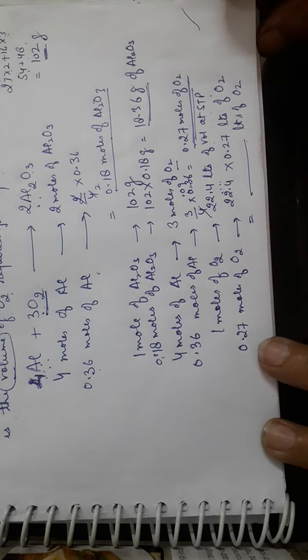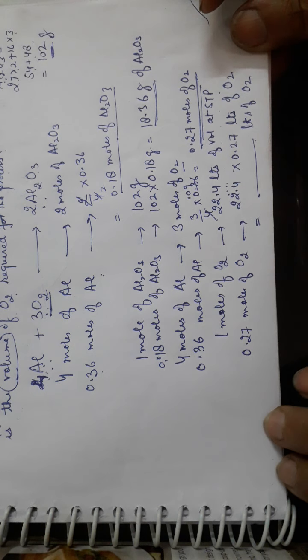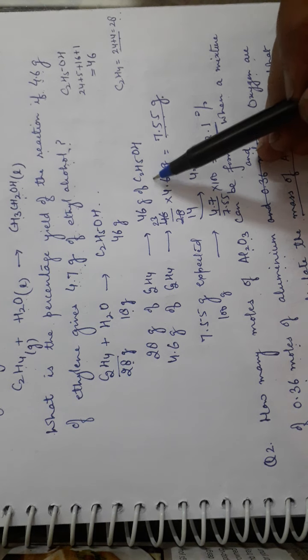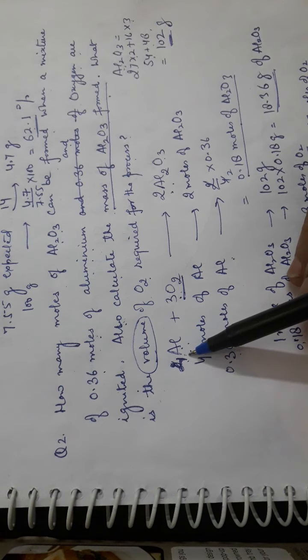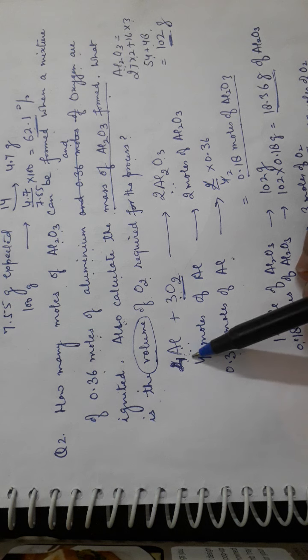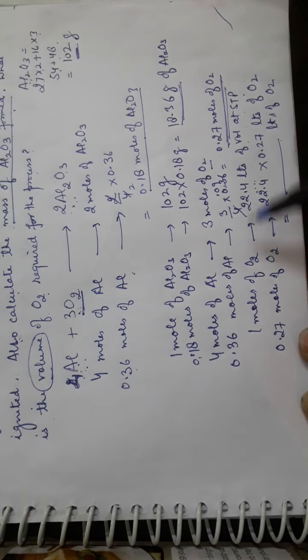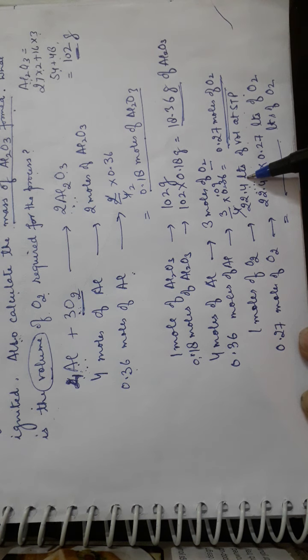This is the way how we calculate the stoichiometric calculations. Here we can see it again. You can do mass by mass calculations. You can do moles by moles calculations, moles to moles, and we can do moles to volume calculations also. The interconversion of mole to mass, mass to volume is possible using this mole concept. Thank you.